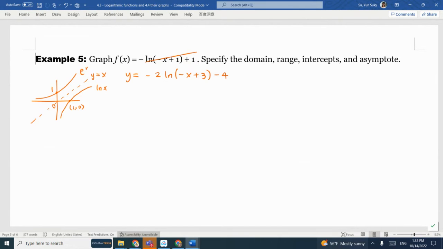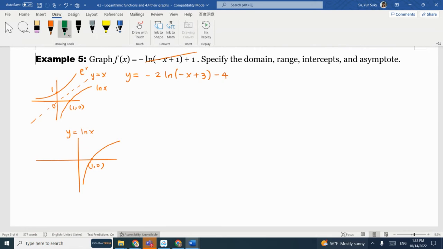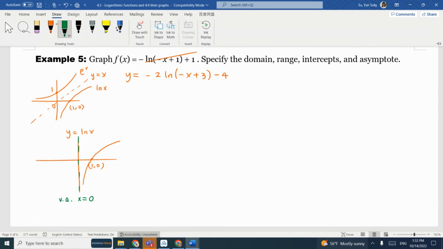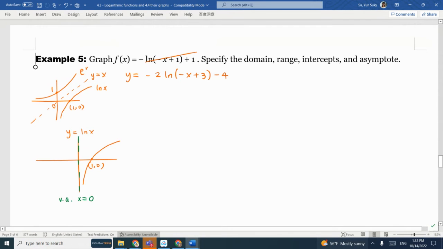Okay, let's start with the parent function. So this is the parent function, y equals ln of x. It passed through 1, 0, like this. And you want to also write down the asymptote. So we have a vertical asymptote, x equals 0. Okay, so that is the first step. Write down the parent function and write down the vertical asymptote.